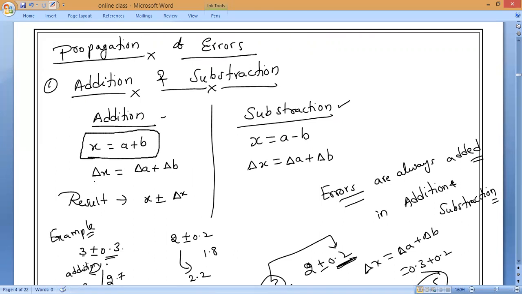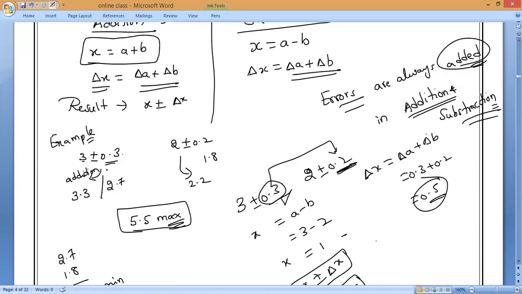Now coming to the delta x error. Either it is addition or subtraction, doesn't matter. You always need to add the error. Errors are always added in both addition and subtraction. That is the meaning of it. Are you clear, everybody? Yes, sir. Understand? Yes, Sudreshwar?